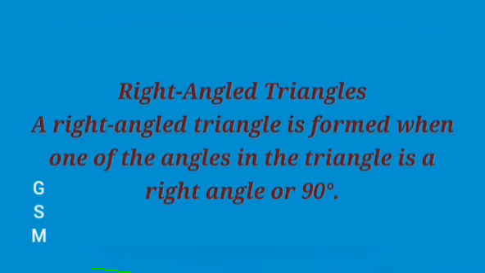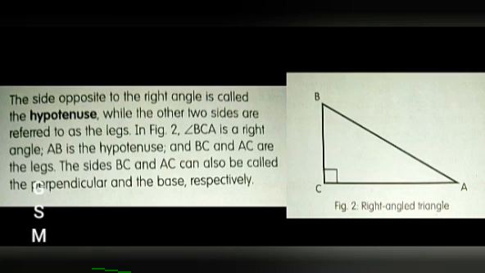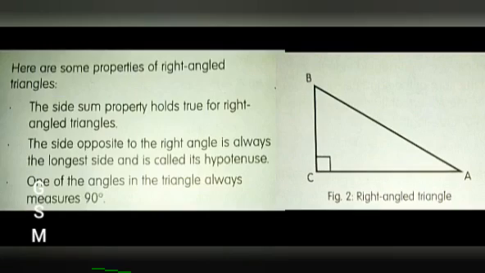Next, right angle triangles. A right angle triangle is formed when one of the angles in the triangle is a right angle or 90 degree. The side opposite to the right angle is called the hypotenuse, while the other two sides are referred to as the legs. In this figure, angle BCA is a right angle and AB is the hypotenuse and BC and AC are the legs. The sides BC and AC can also be called the perpendicular and the base respectively.